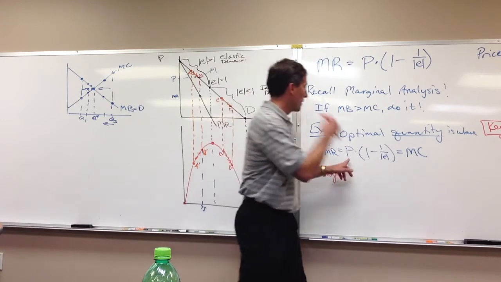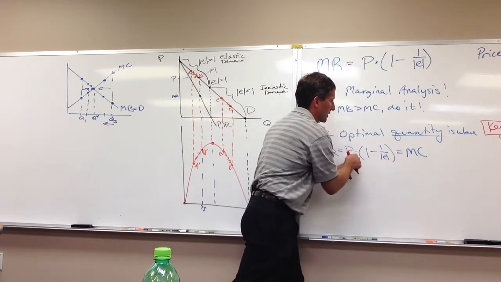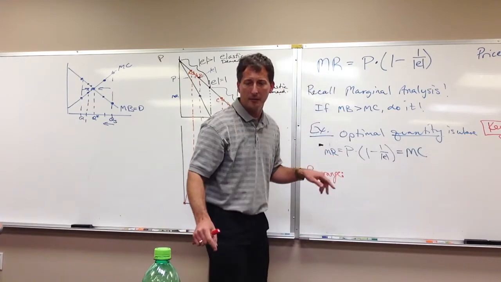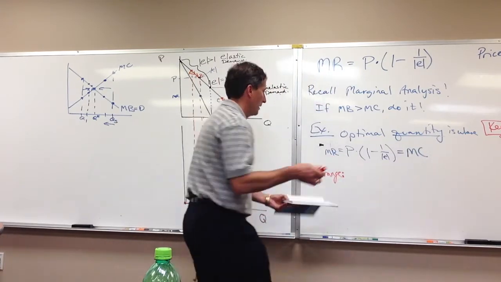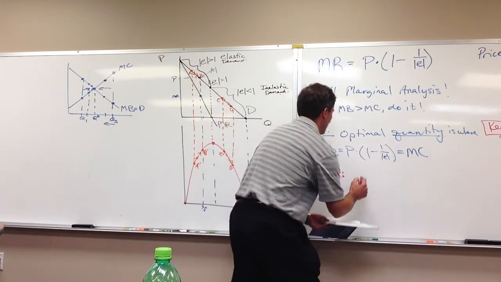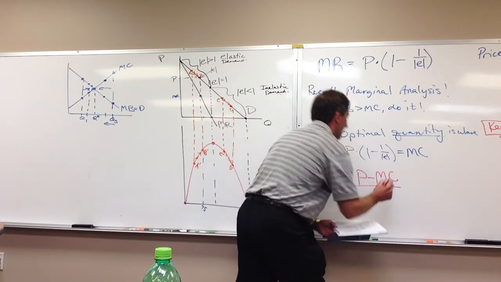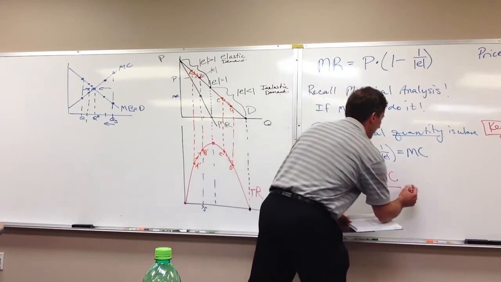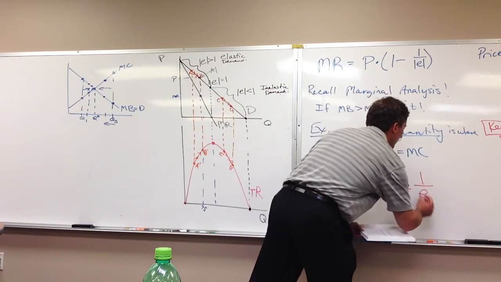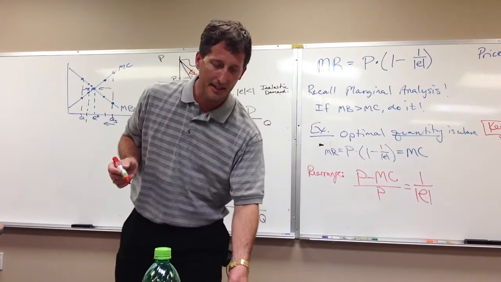I'm not going to do all the math steps here, but we multiply through by P, we get the marginal cost over here, we swing this over there, and when we rearrange it, we get price minus marginal cost over price equals 1 over the absolute value of the elasticity. Now this is a neat little modification.